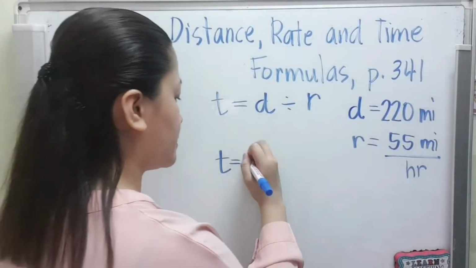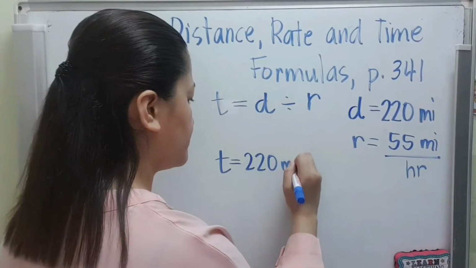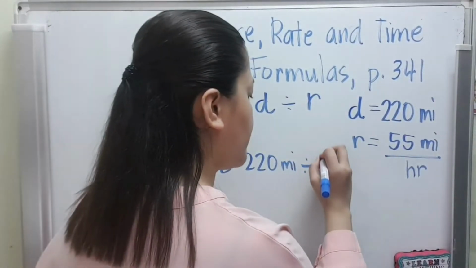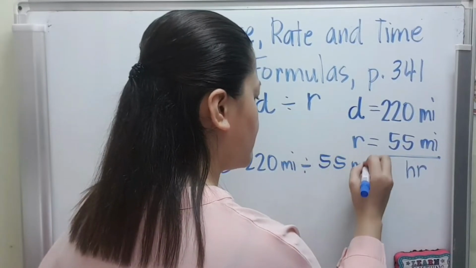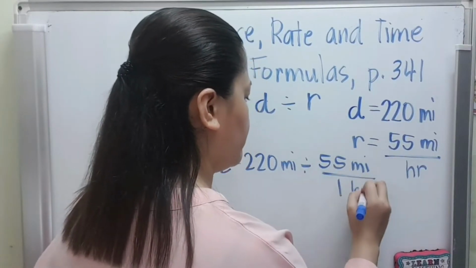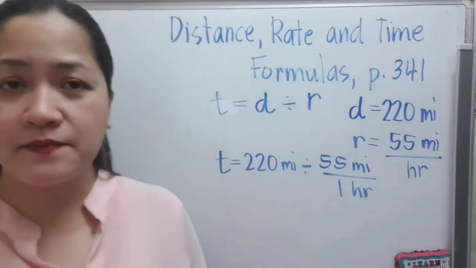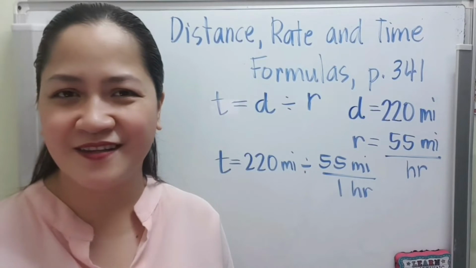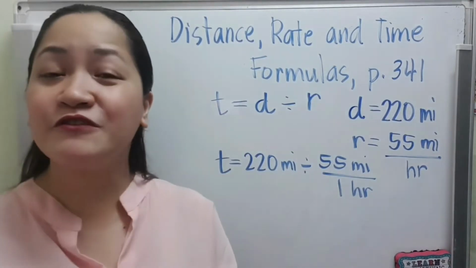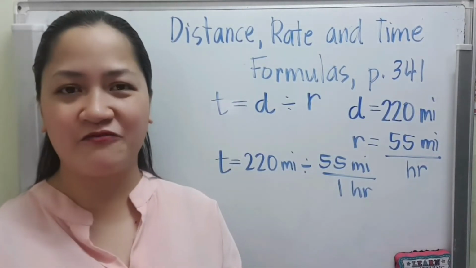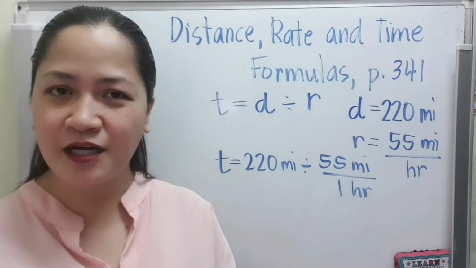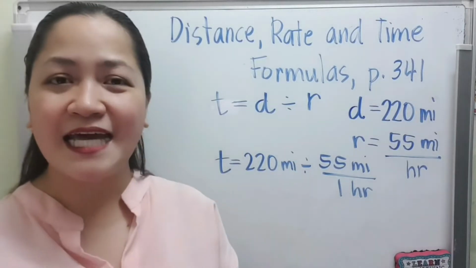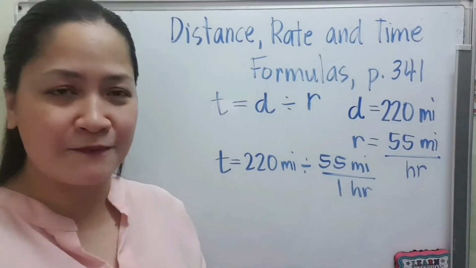D is 220 miles divided by R is 55 miles over 1 hour. Now, do you still remember how to divide fractions? Try to recall. That's right. We have to find the reciprocal of our divisor. How do we find the reciprocal? We change the places of the numerator and the denominator, and then we will proceed to multiplication.